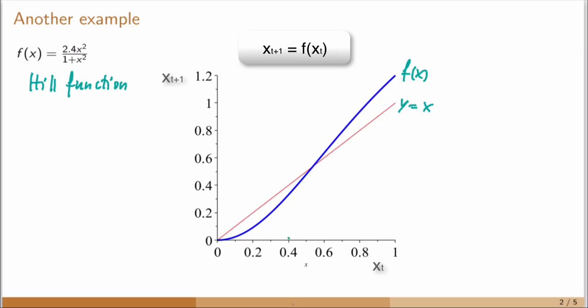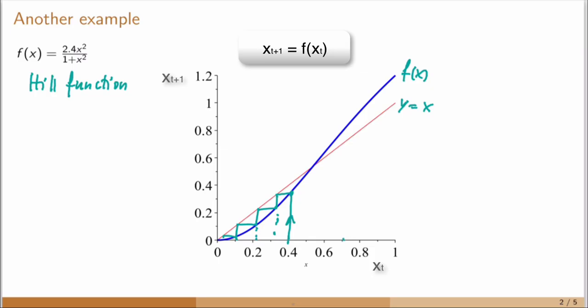So maybe this time I start at 0.4. So the rule is you go to the function, then you go to the diagonal, then you go to the function, to the diagonal, and so on. This is cool, isn't it? So I know I start at 0.4. The next value is about here, which is a little bit more than 0.3. The next value is a bit more than 0.2. The next value is about 0.1. So I can see what my iteration does, and it looks like it actually converges to 0.